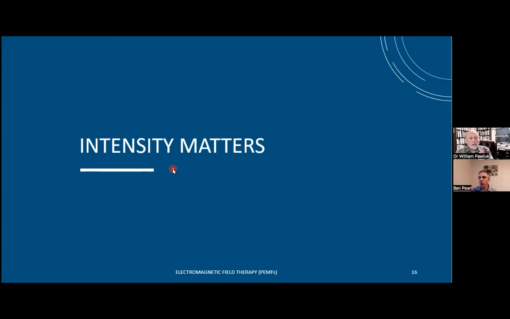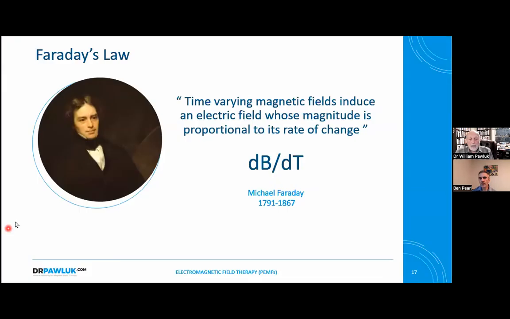A lot of the low intensity systems in particular focus on frequencies because they're low intensity and they don't have anything to offer in terms of intensity. So they play with frequency. The high intensity systems can play with frequency too, but it's not as important as the intensity. So why is intensity important? Basically it's important because of something called Faraday's law.